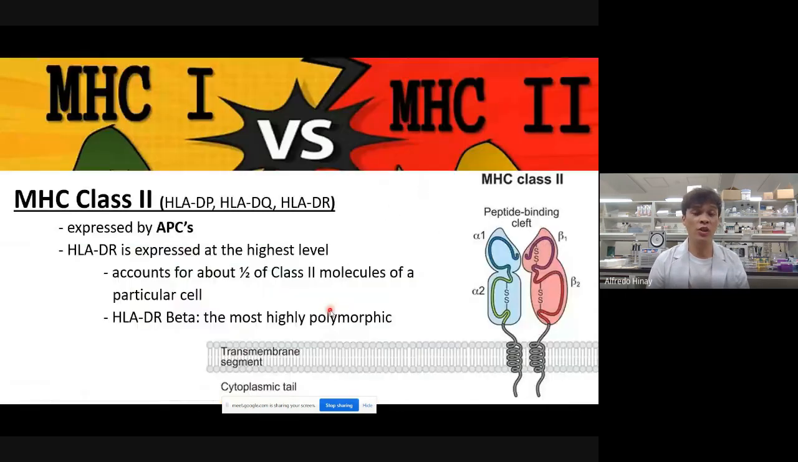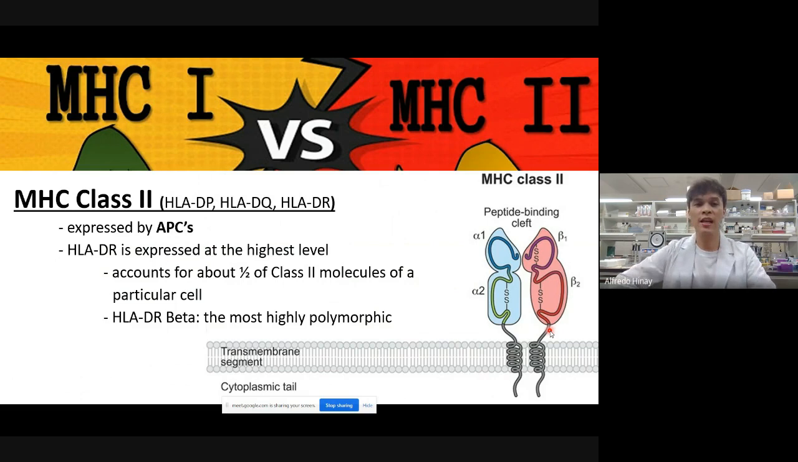Then let's move to your class 2 class. Okay, you have your class 2 major histocompatibility complex. This is the structure of your class 2 here. So it's still composed of your alpha and your beta. However, compared with your class 1, your alpha here in your class 2 is composed of alpha 1 and alpha 2. And then your beta is composed of your beta 1 and your beta 2.